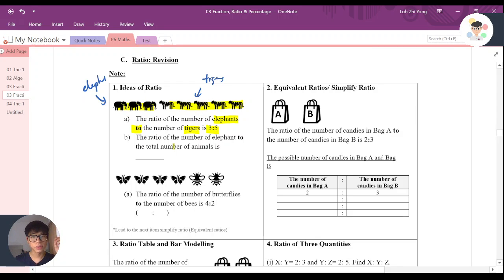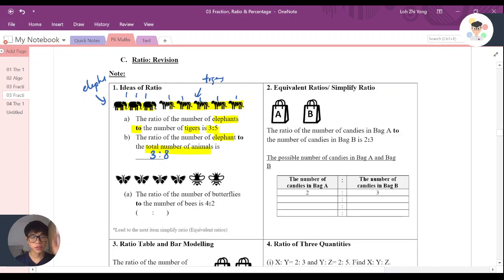Okay, now the next one. The ratio of the number of elephants to the total number of animals. So now, in this case, you know that elephants, we have how many? We have 3, right? 1, 2, 3. But now they're asking for total number of animals. So you know that we have 3 here, 4, 5, 6, 7, 8. So the ratio will be 3:8. Okay, so this is something very simple, but this is a basic concept, and they can play with total numbers or the specific number of animals.